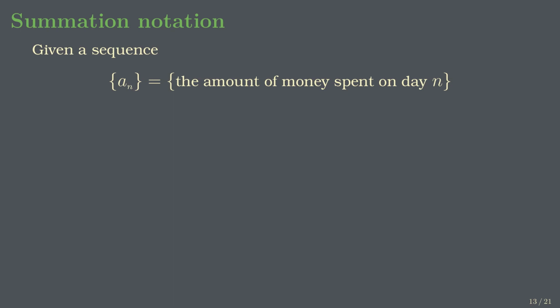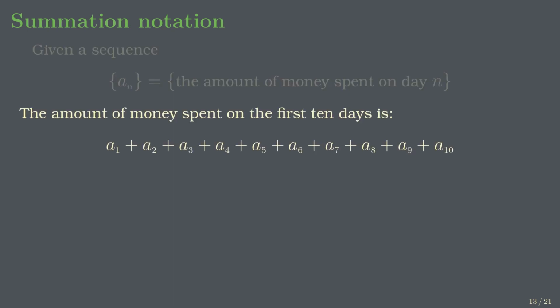So you might ask, how much money have you spent after 10 days? After the first 10 days, the amount of money that you have spent is given by the sum of a1, a2, etc. up to a10. If you write down all ten terms like this, it is very lengthy. Another way to write it down is using a pattern.